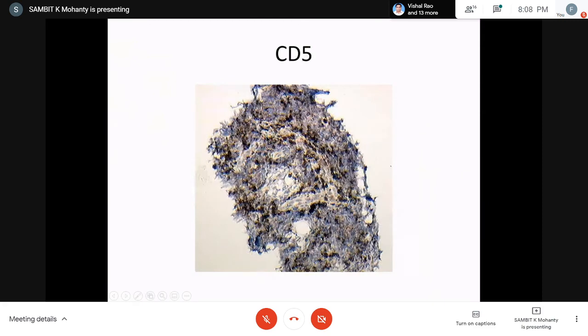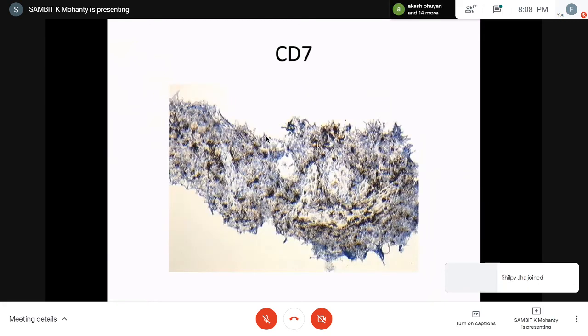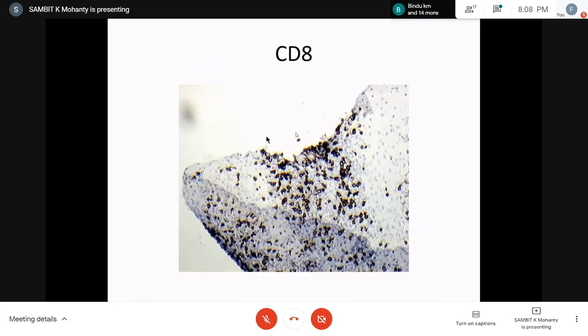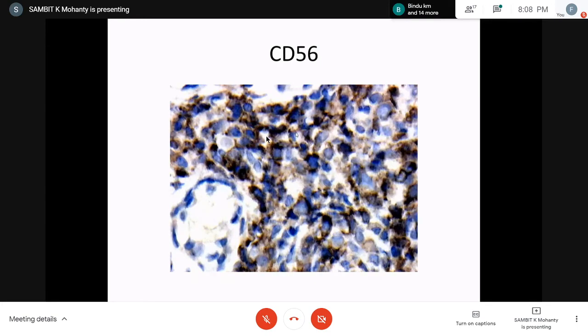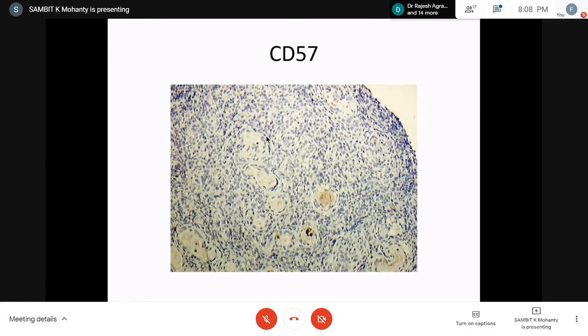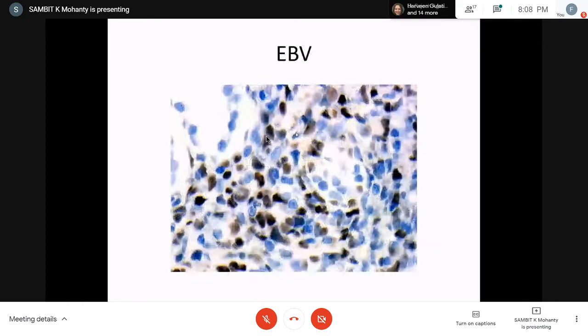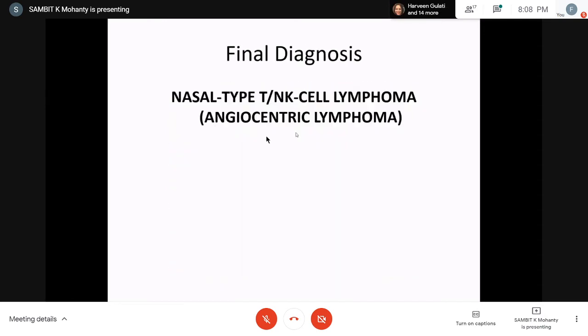CD5 is intermediate. Some positive, some negative. CD7, more or less. I mean, less than CD5, more than CD4. Way less than CD2 and CD3. This is your CD8. This is your CD56. This is CD57, which is negative. EBV, nuclear positivity. So I found it out as a nasal type T-NK cell lymphoma. Am I correct, Pulkit?